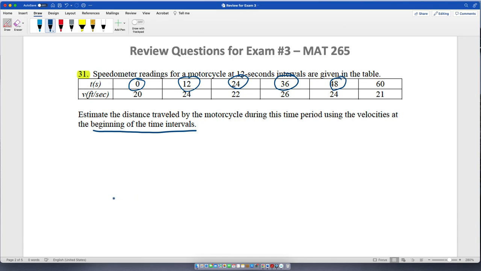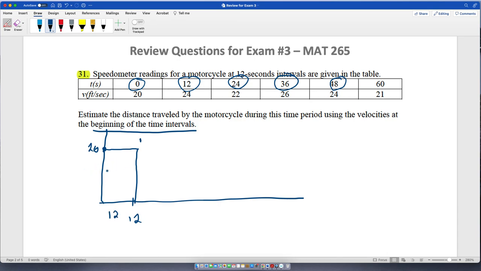Because what we're doing, again, is creating this interval thing from 0 to 12, right? At 0, it's 20. And then at 12, it's 24. And so the graph goes up, but what we're going to do is use the beginning of the time interval, and find this area, which is going to be 12 seconds by 20 feet, right? So 12 times 20 here.